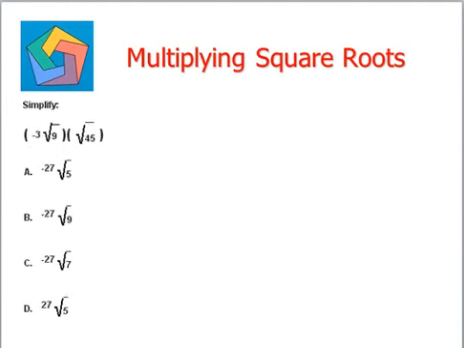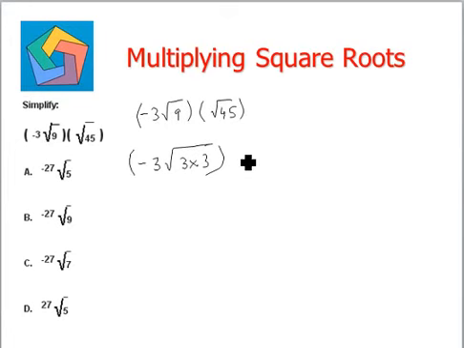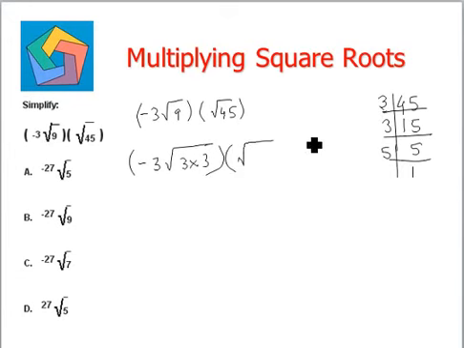Let's try some more questions. Simplify negative 3 square root of 9 times square root of 45. So 9 we know can be written as 3 times 3 under the square root sign. 45, let's factor, starting with 3, 3, 15, 3, 5 and 5 ones are. So here we have 3 times 5.